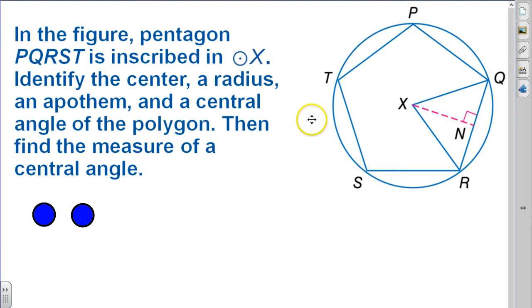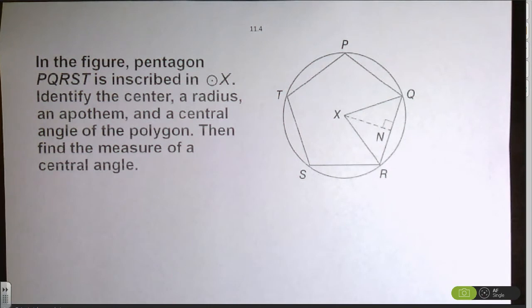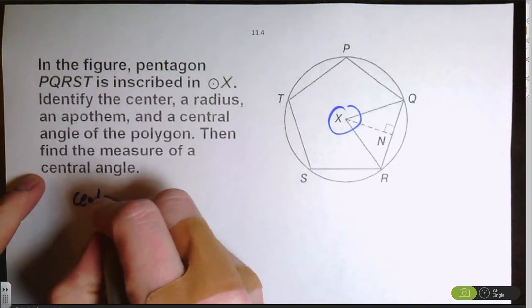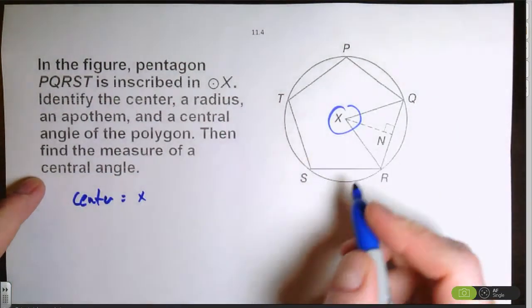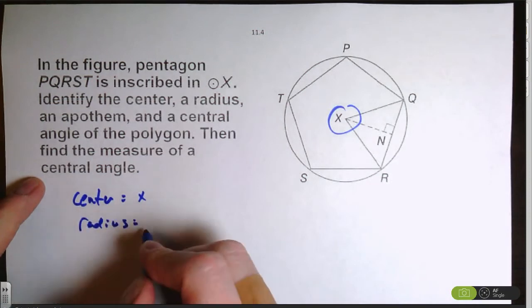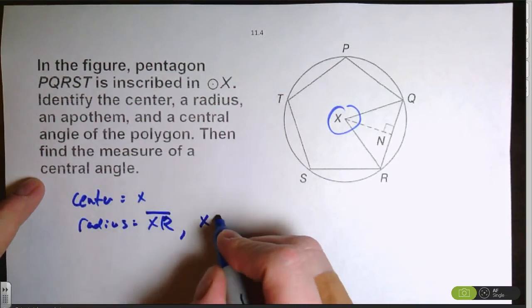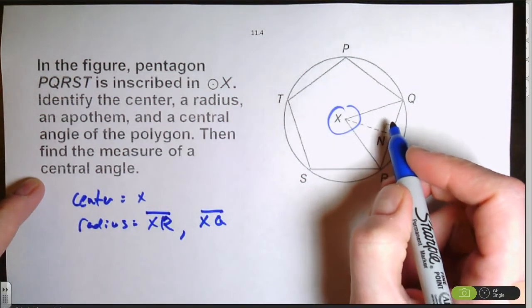But here's the first example. Looking at this circle, can you identify the radius, the center, the apothem, and the central angle of the polygon, and then find the measure of a central angle? Okay, so here we go. So here's the figure. Now the center, hopefully, is quite easy. It's X. A radius, there are two drawn in here: segment XR and segment XQ. Those are both radii of the polygon.